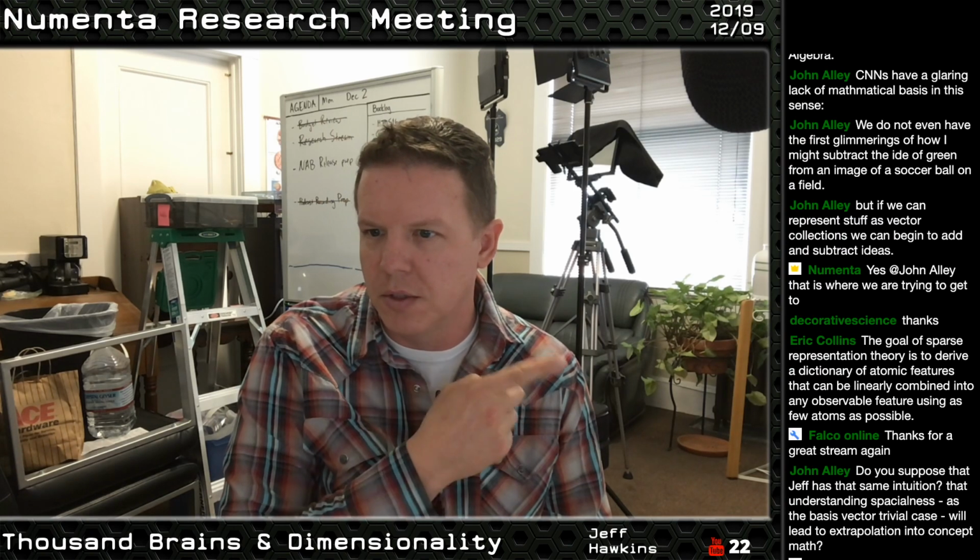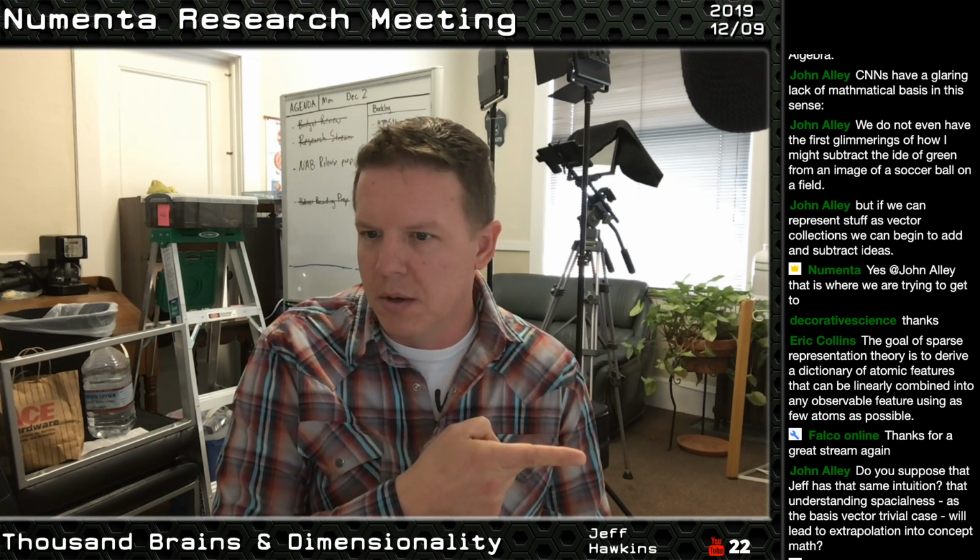Anyway, chat. Goal: sparse representation theories derive a dictionary of atomic features that can be linearly combined into any observable feature using as few atoms as possible. That's a good thought.